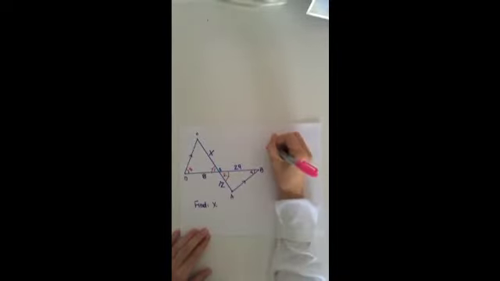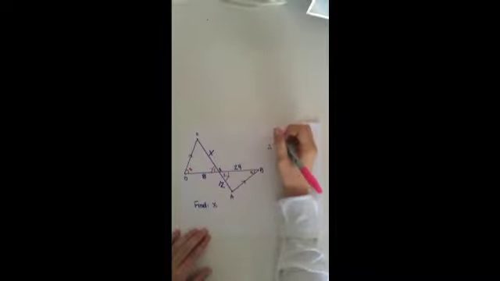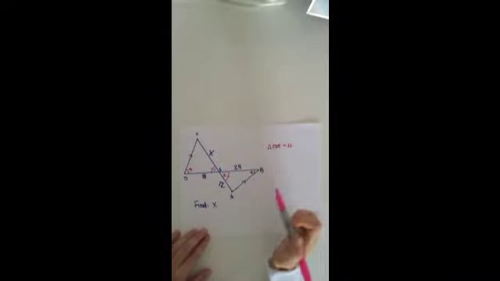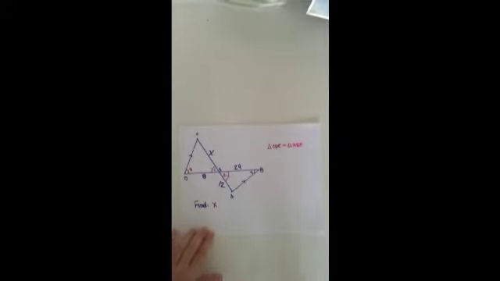Our similarity statement goes as this. Triangle CDE is similar to triangle ABE. Now, because these two triangles are similar, their corresponding sides are proportionate to each other. Now, we may write our proportions.